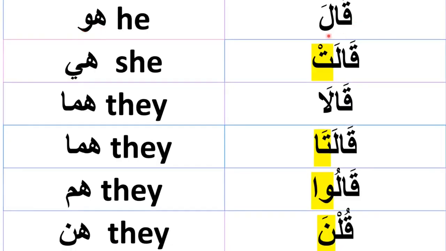هو قال, he said. هي قالت, she said. هما قالا, they said, masculine dual. هما قالتا, they said, feminine dual. هم قالوا, they said, plural masculine. هن قلن, they said, feminine plural.